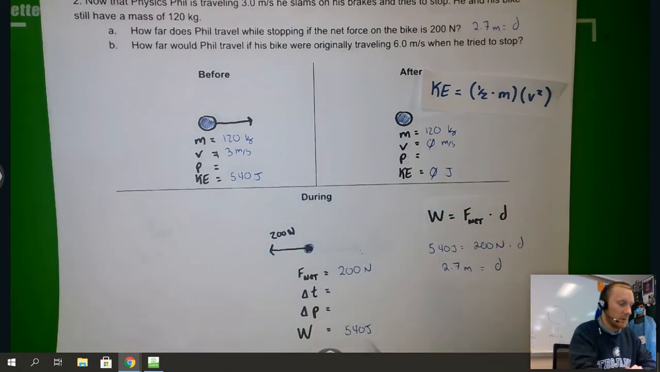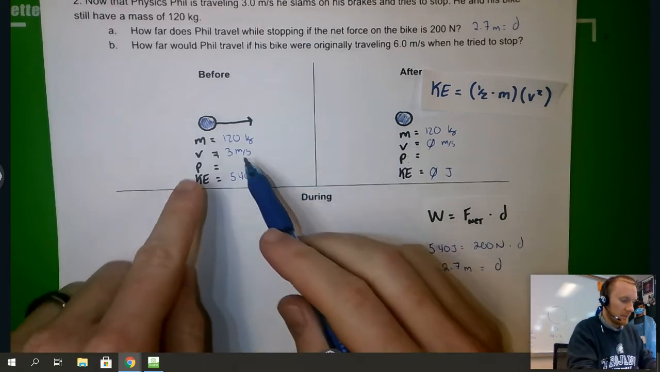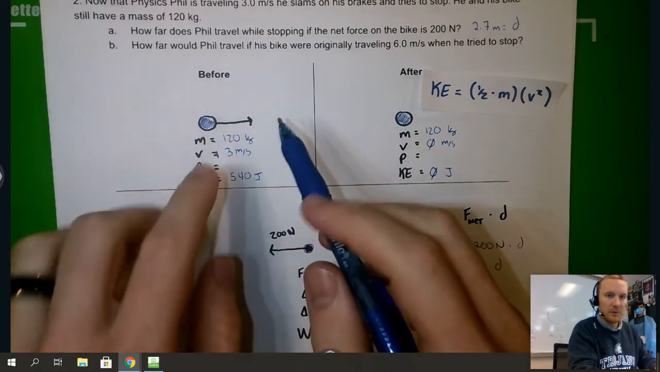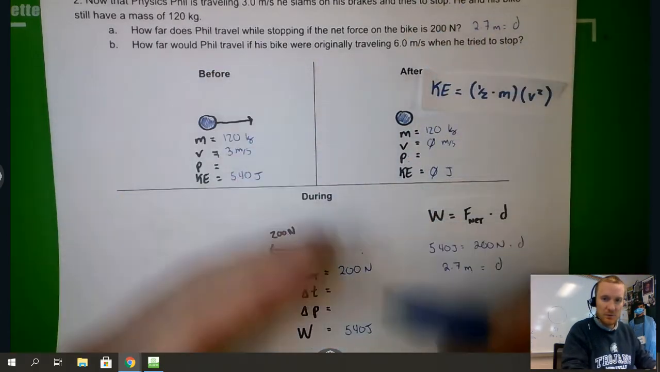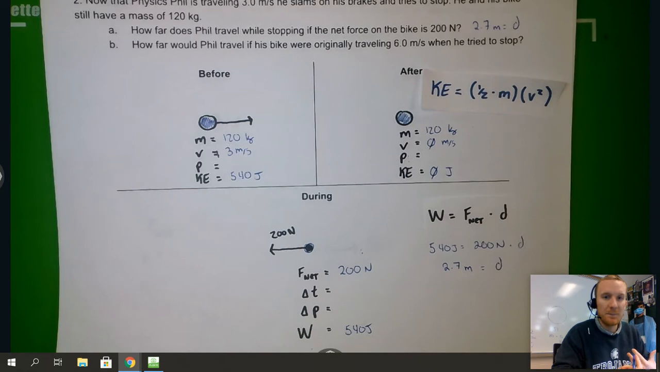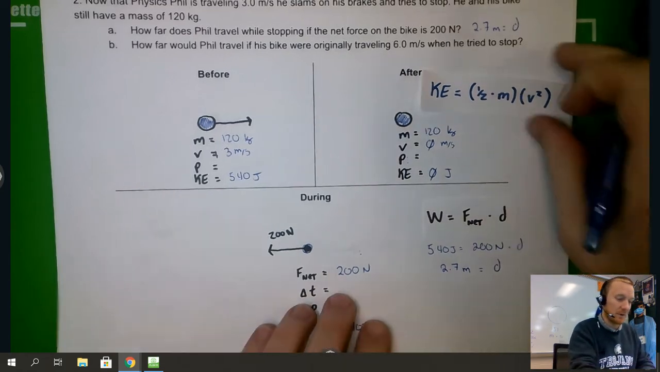All right, so our next question wants to know how far would Phil travel if his bike was originally traveling at 6 meters per second? So we're doubling our speed. And you've probably known this if you've ever taken driver's ed. The faster you're going, the further you're going to skid to a stop. So what we could do is substitute, instead of 3 meters per second, 6 meters per second and just do all this math all over again. Or again, we can think about this a little bit more conceptually.